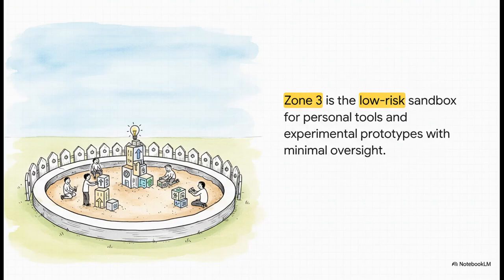So the framework kicks off with Zone 3. The best way to think about this is as the sandbox. It's the most open area where employees can play, experiment, and build little tools to help with their own productivity. The risk here is kept really low because you're not giving it access to sensitive stuff, which means you can have maximum innovation with minimal red tape.